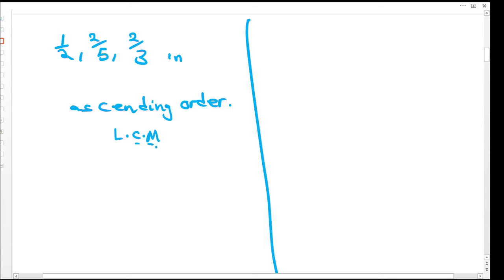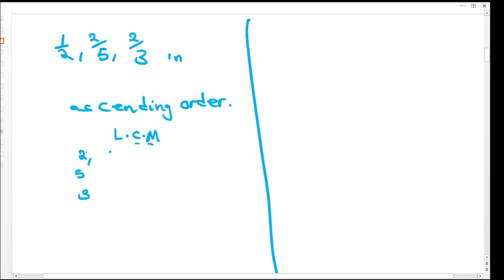If you remember very well, we said a multiple is a product of two factors or of two numbers. Product means to multiply. So when you have two numbers, you multiply them, then the answer you get becomes the multiple. Here we have our three numbers. We need to get the multiples of 2, of 5, and of 3.